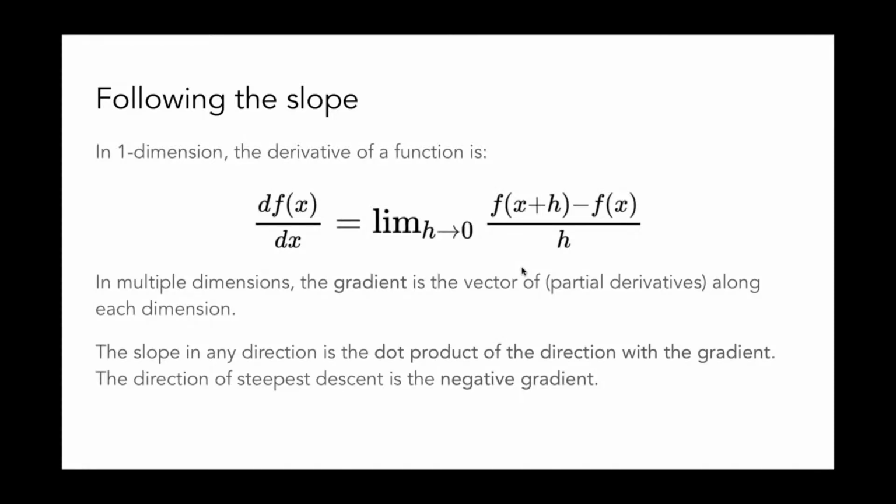So the slope in any direction is the dot product of the direction with the gradient. So when we take the derivative and apply the gradient with the direction, we obtain a slope which can be positive or negative. And the direction of the steepest descent is the negative gradient, because you're going down. Okay? Let me check if there are questions so far. Okay.